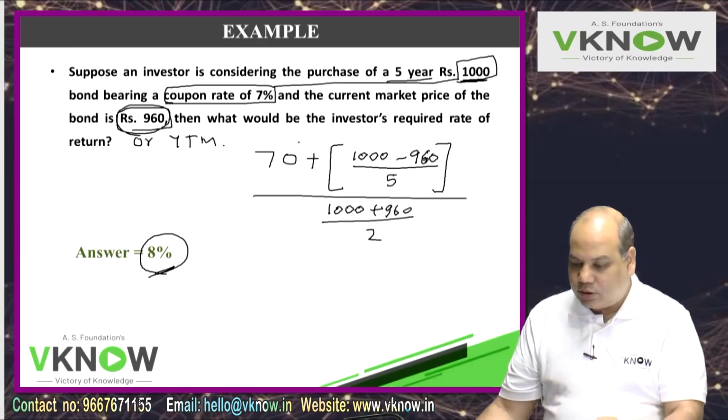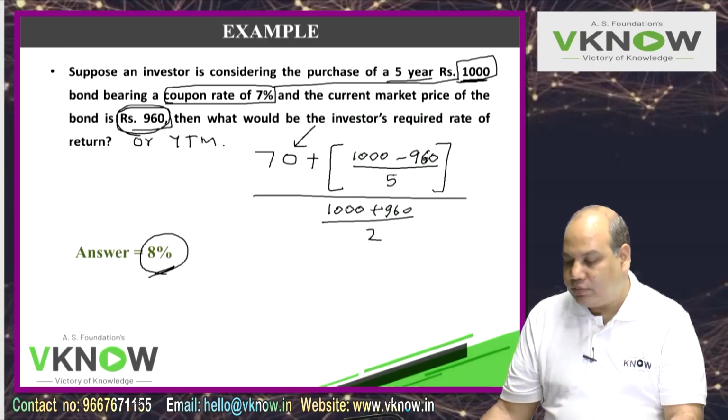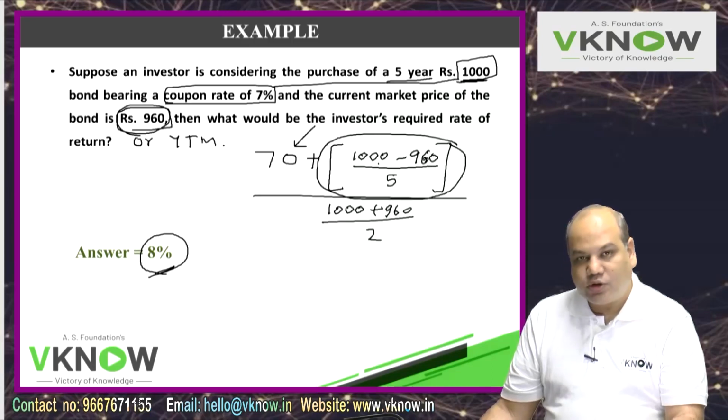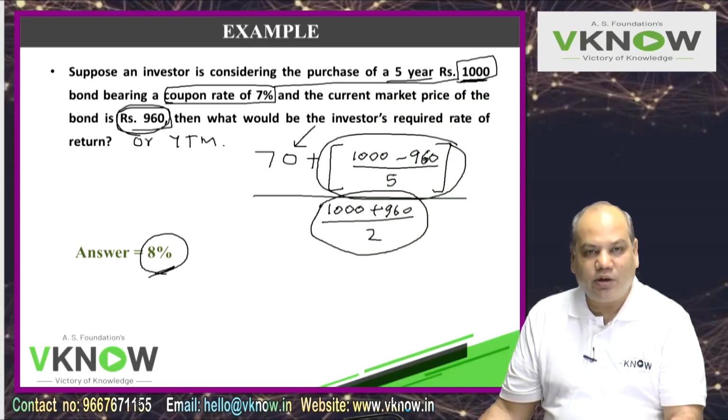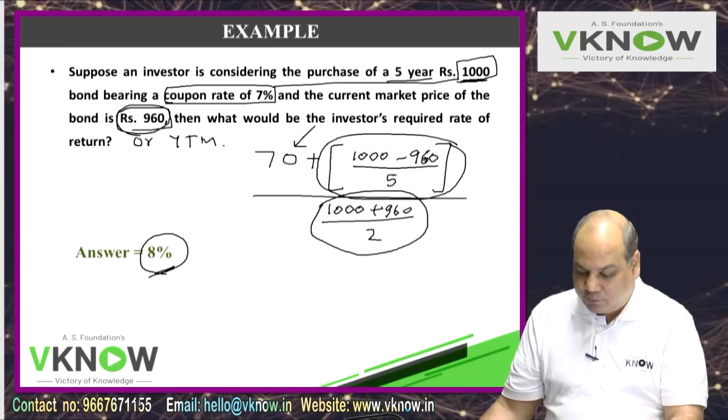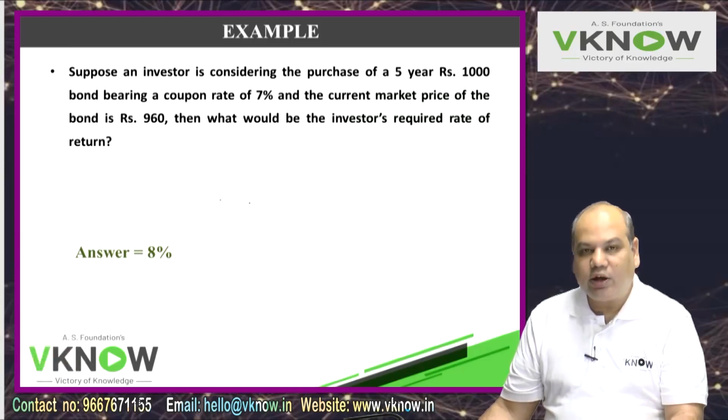So look at this formula. One income is 70 rupees every year, plus you are getting 8 rupees per annum because of the difference between the redemption value and the net proceeds, and this is the average amount which remained invested. So I will tell you a brief logic of why we take the average of 960 and 1000.